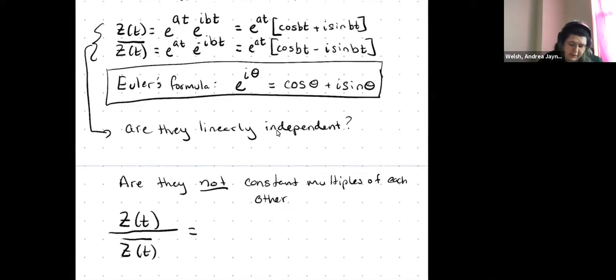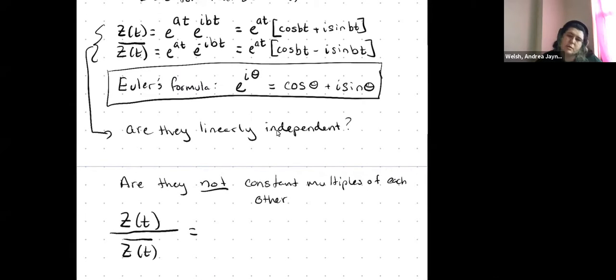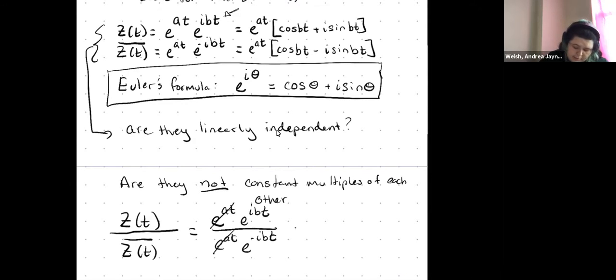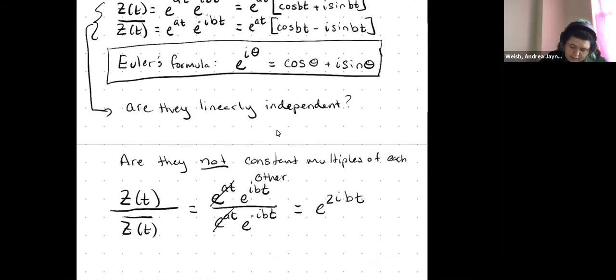For the sake of checking if they're constant multiples of each other, I'm going to just deal with the exponentials and not the sines and cosines, just because it's going to be a bit easier. So I have e to the at times e to the i bt over e to the at times e to the minus i bt. And I can see that the e to the at's cancel out. And I can combine my e to the i bt and e to the minus i bt as e to the 2i bt, which is a function of t.